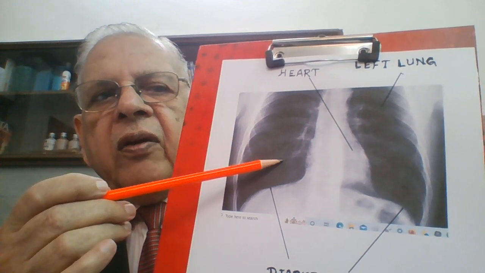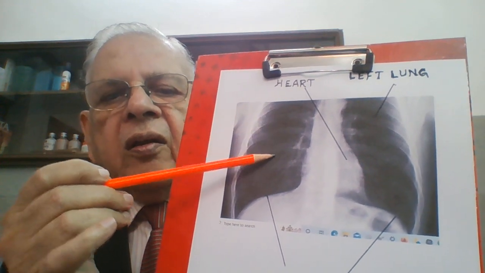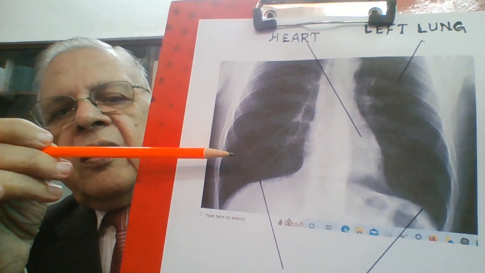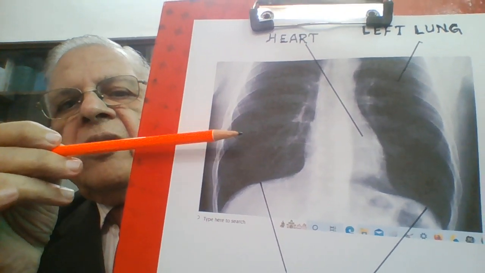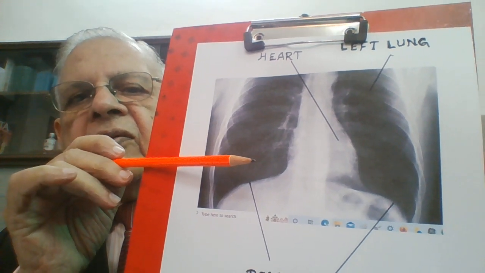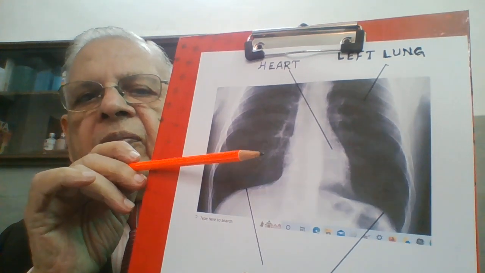But lungs have air, therefore they are looking black. So be very careful in understanding this, that the air looks black in the X-ray, whereas other structures look as white.